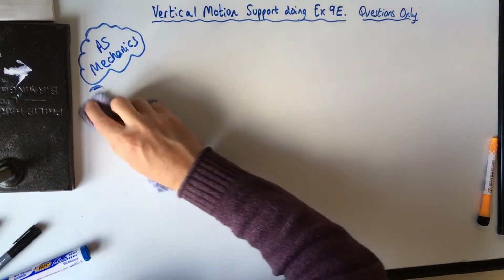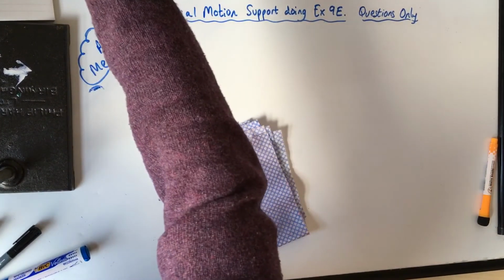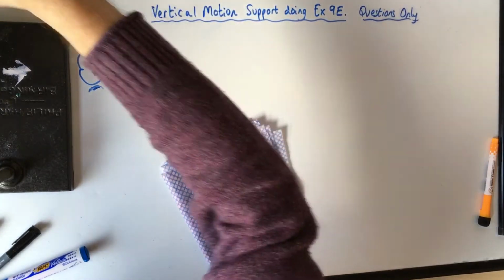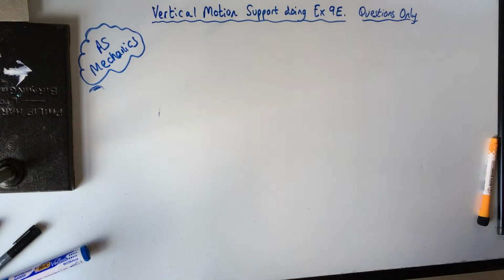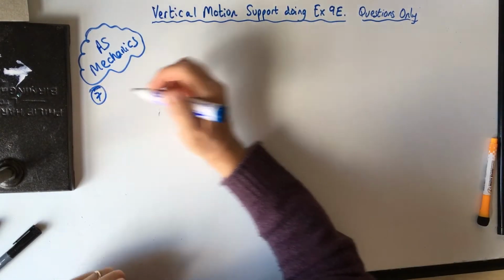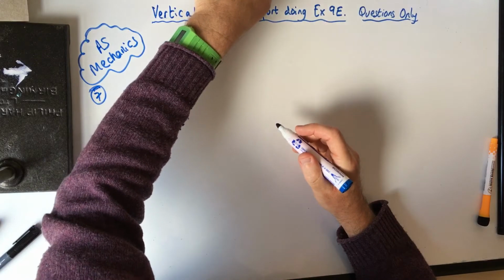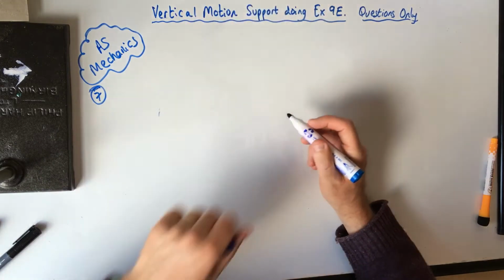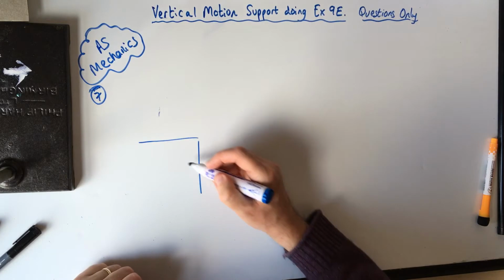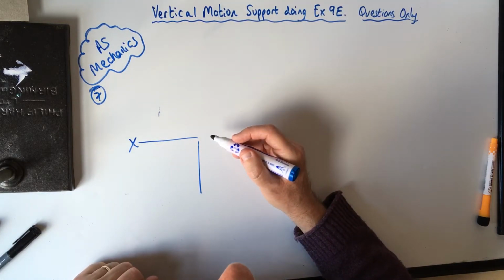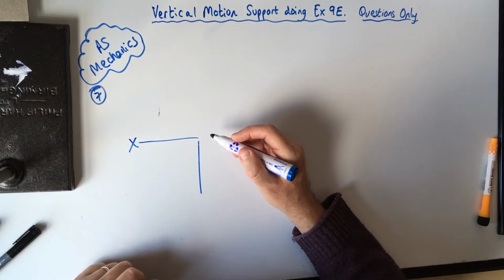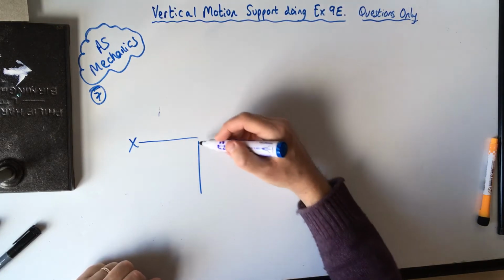So question 7, I've done these at the side, so I didn't look at that one. Question 7, let's have a look at that from the book. A particle is projected vertically upwards from a point X. Okay, so this is the point X. 5 seconds later, it's moving with a downward speed of 10 meters per second. Find the speed of projection and the greatest height above X it is projected.